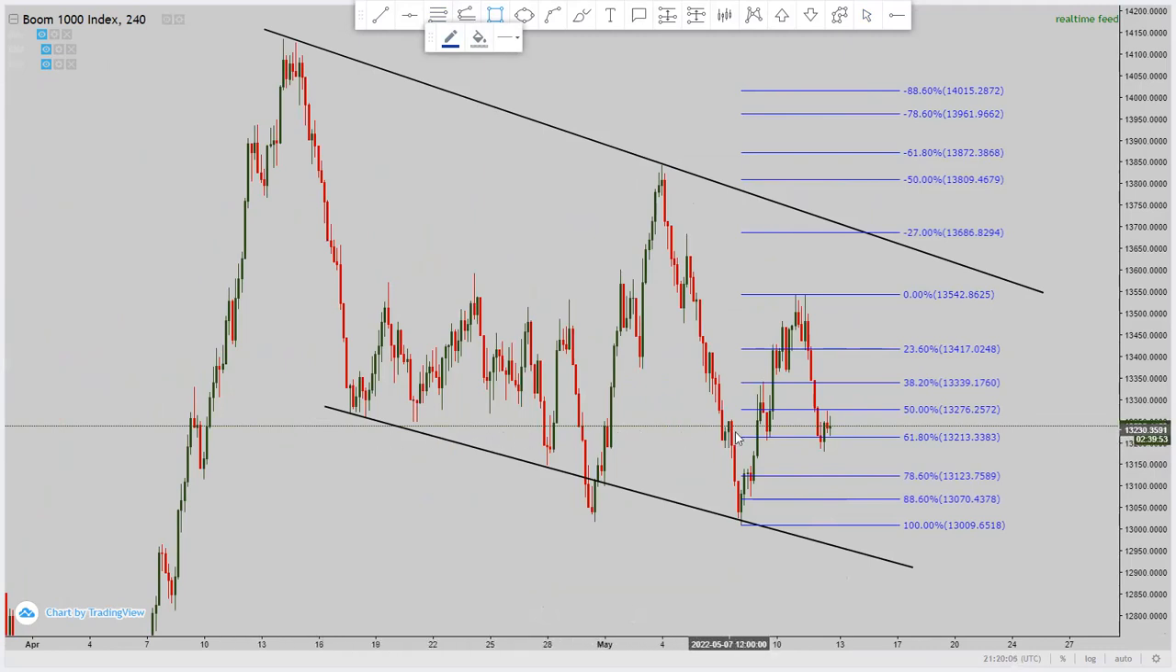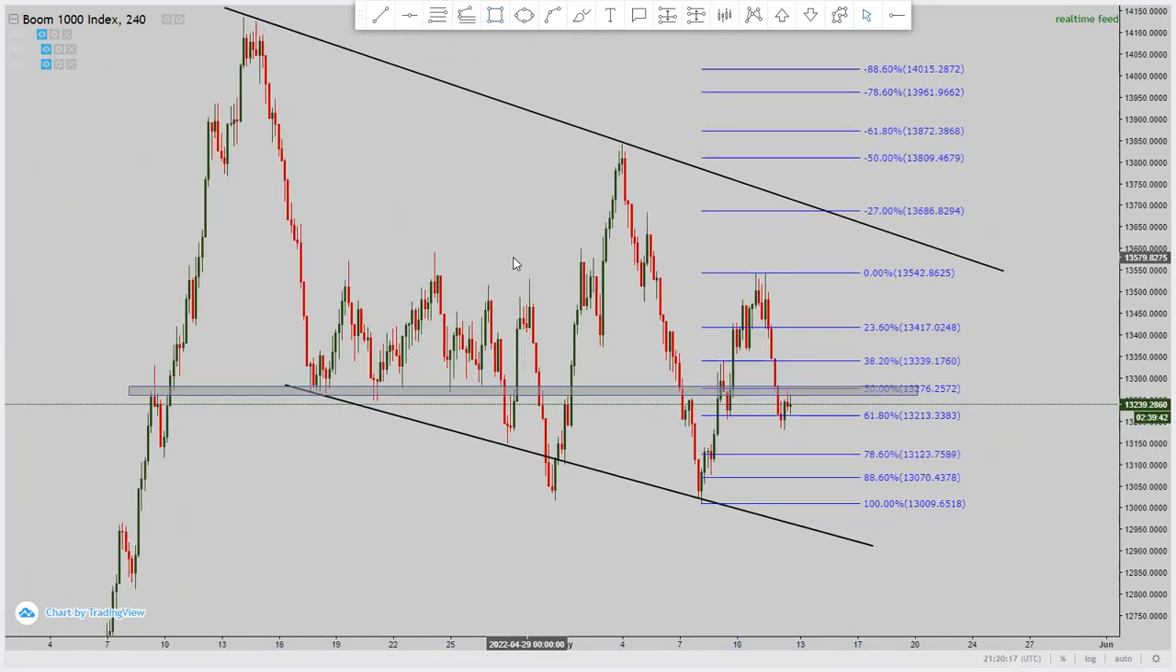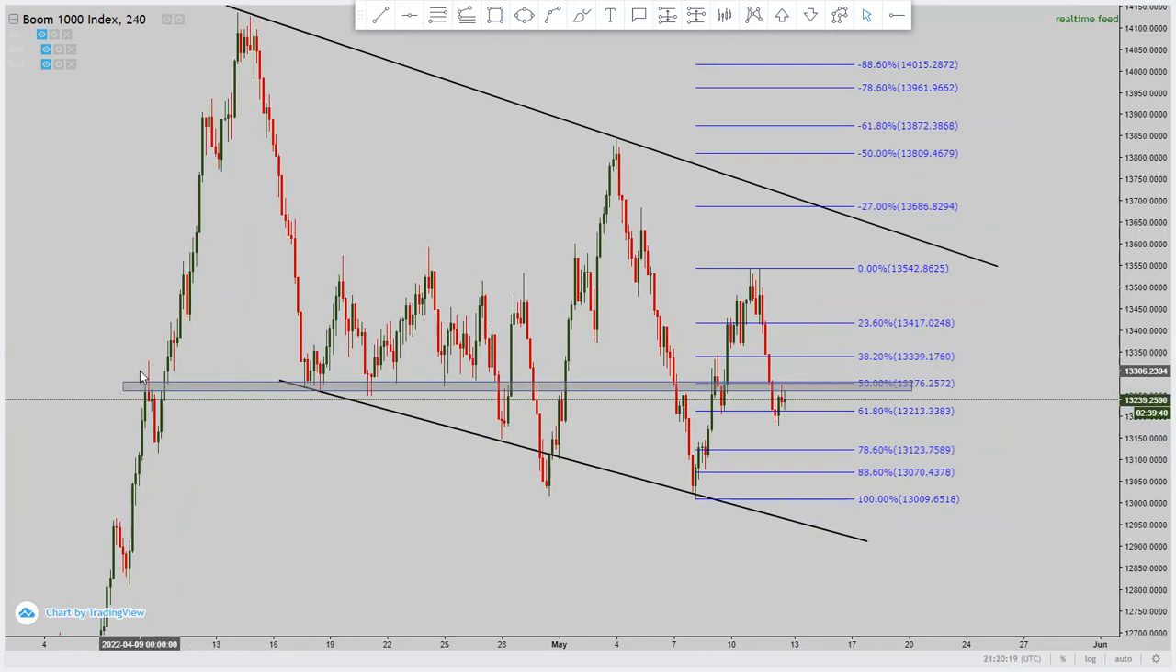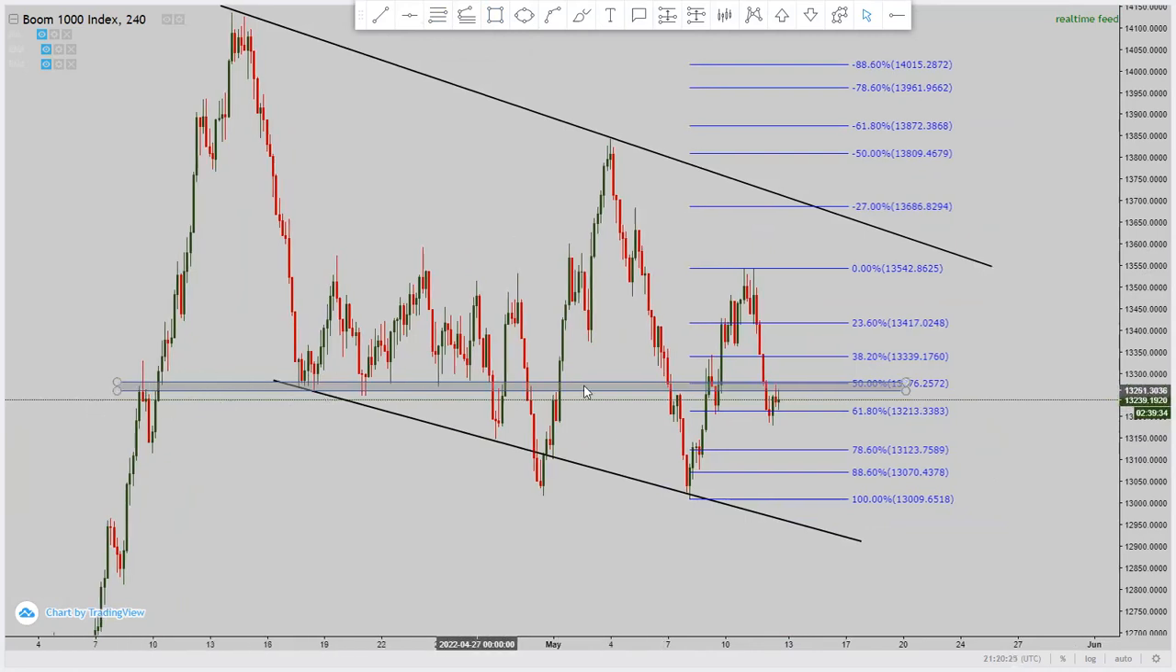Let me just place the trend line so that you can see what I'm talking about. So that is the sensitivity that I'm talking about. If you check, price bounced after breaking, came back to retest, came back to retest. So that is a very key area there.